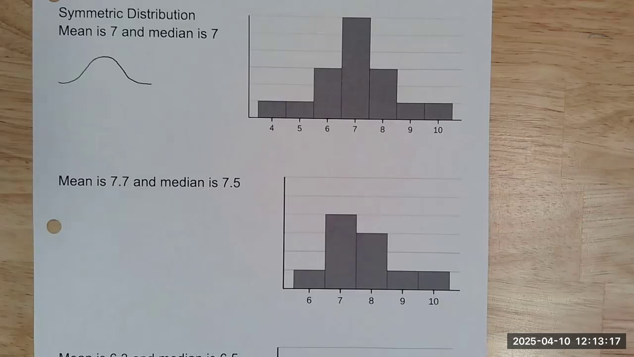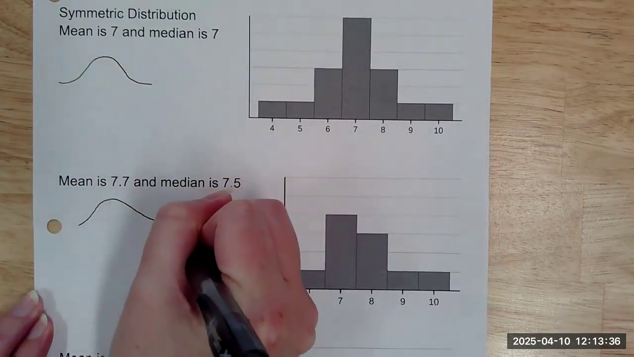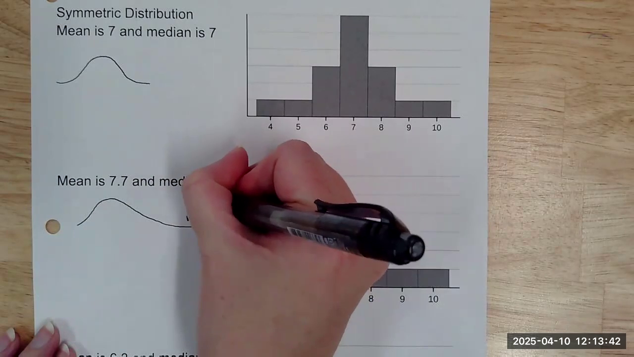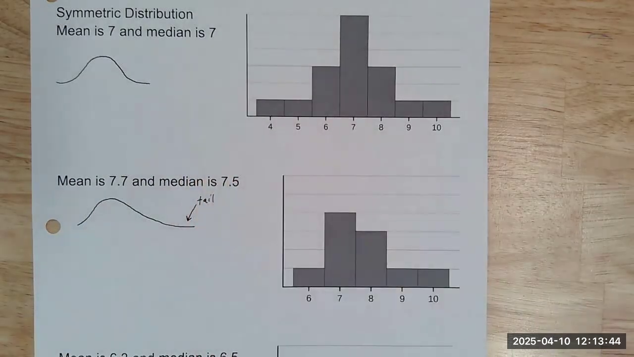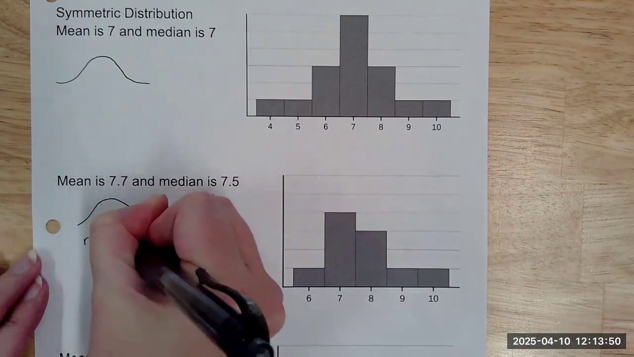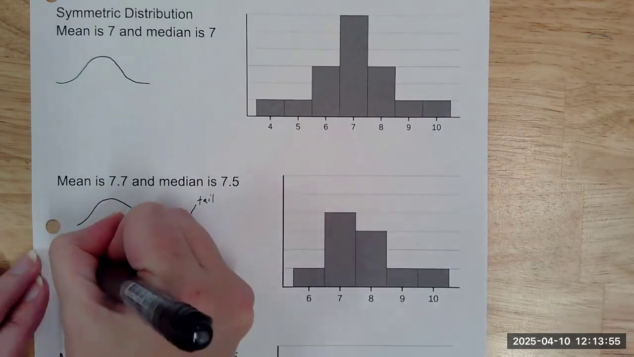If I were to draw a smooth curve over this, we would say that the tail is off to the right-hand side. This is called a right-tailed or right-skewed distribution because the tail is off to the right. So I'm going to draw a smoother looking curve instead of the bars here, and I'm going to make the tail kind of exaggerated. There's my tail. The tail is off to the right, so this is called right-tailed. Or another way to say that is right-skewed.